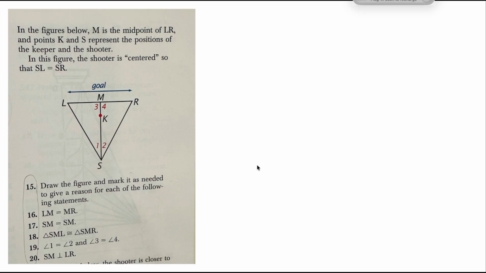Okay, here's a problem from our book that we want to look at. In the figures below, point M is the midpoint of LR. L stands for left in this word problem, and R for right. The goal is between them, and this is the midpoint. K and S represent the positions of the keeper and the shooter. In this figure, the shooter is centered so that SL and SR are equal. So these lines are equal.